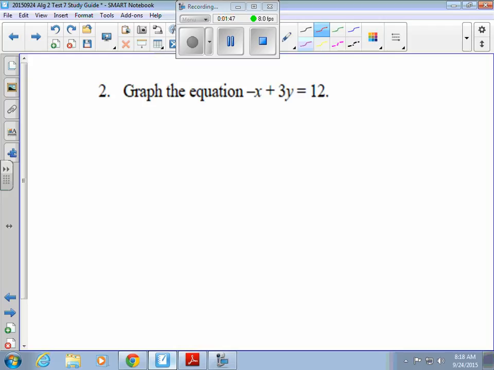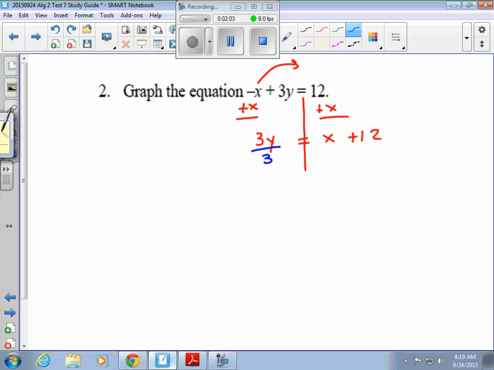Most of you probably said, well, let me make it say y equals mx plus b. This is not y, so it's got to be moved over by adding x to both sides. If you add it there, add it here. On the next solution step, you have 3y is equal to x plus 12. And then divide by 3 to get y by itself. You have to divide this and this by 3. So y equals 1/3 x plus 4, since 12 divided by 3 is 4.